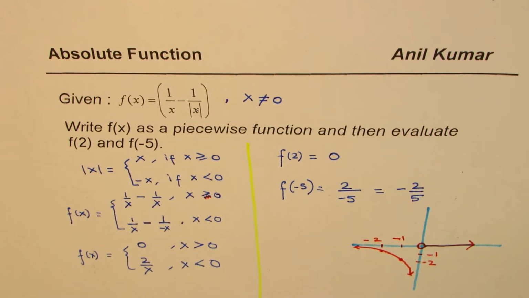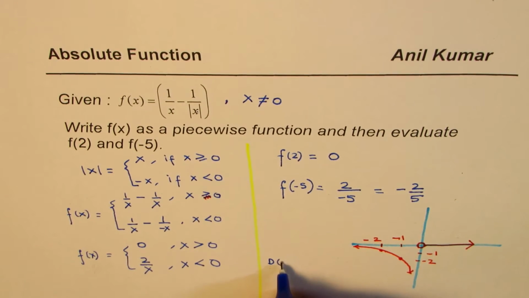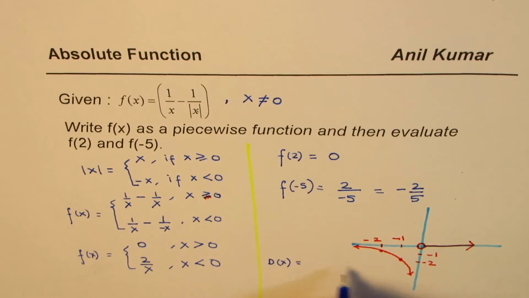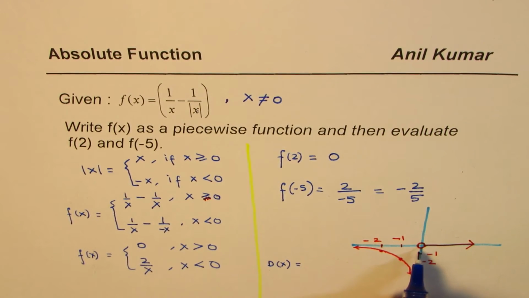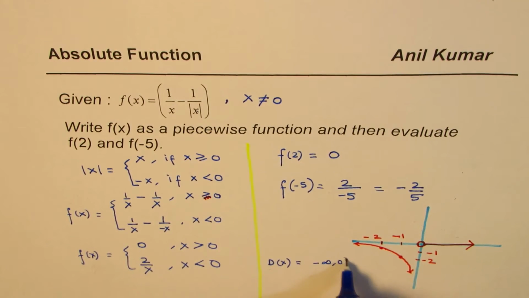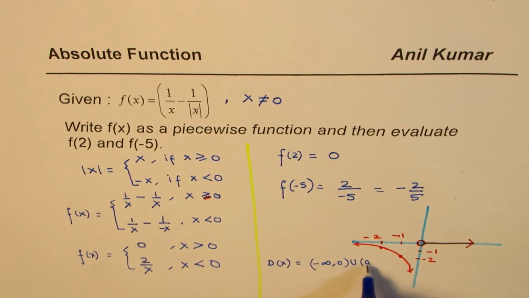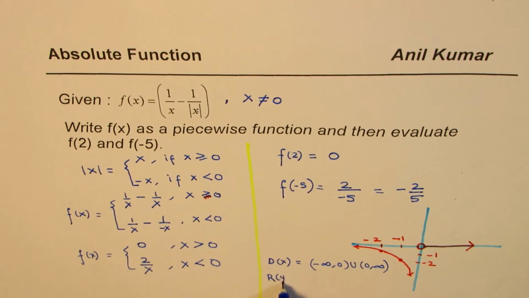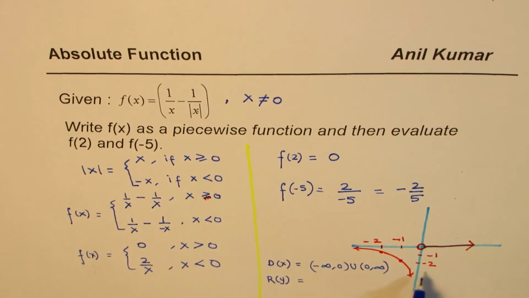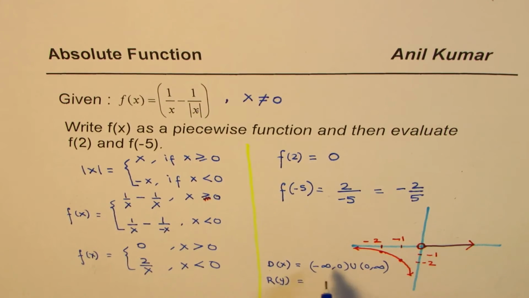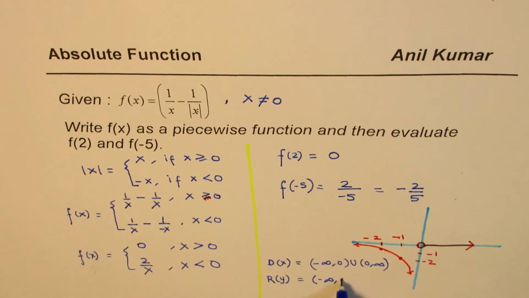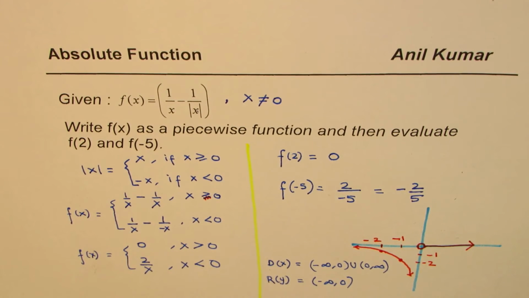And now if you want, you can also write domain and range of the function. So let's write down domain and range of the function. Domain of the function is all values except for 0. So you could write this as from minus infinity to 0, union 0 to infinity. And as far as the range is concerned, range is, as you can see, 0 is included, right? So it is from negative infinity to 0. So that is the domain and range of this function. I hope this function is absolutely clear. That is how it should be done.